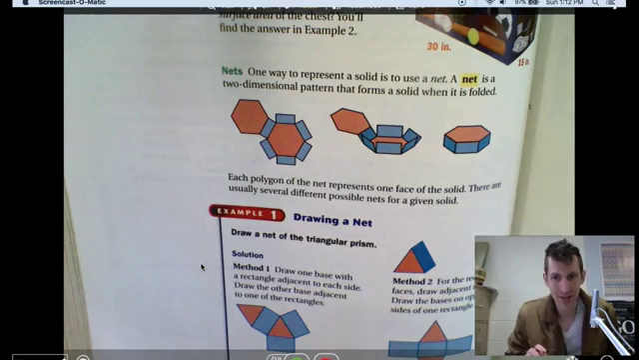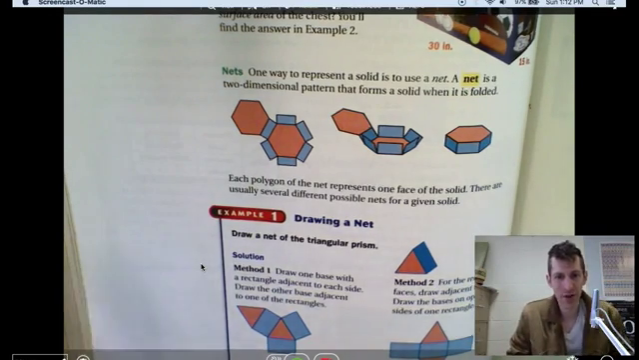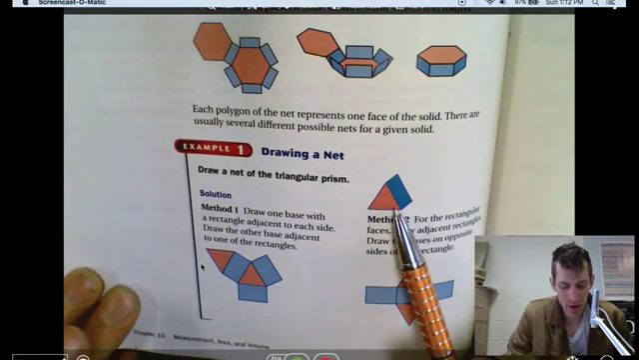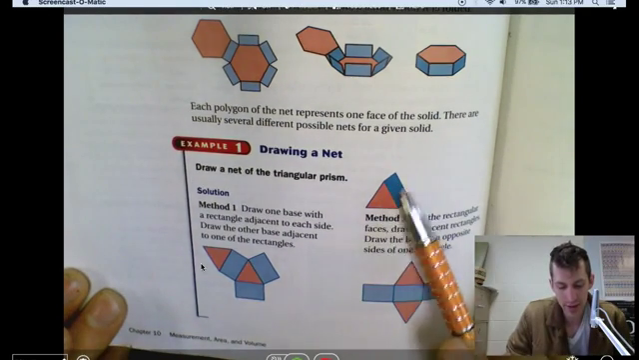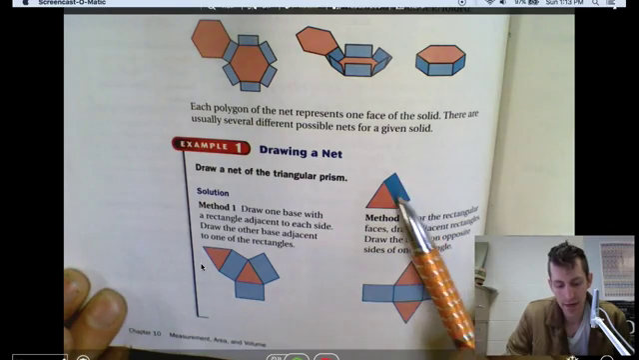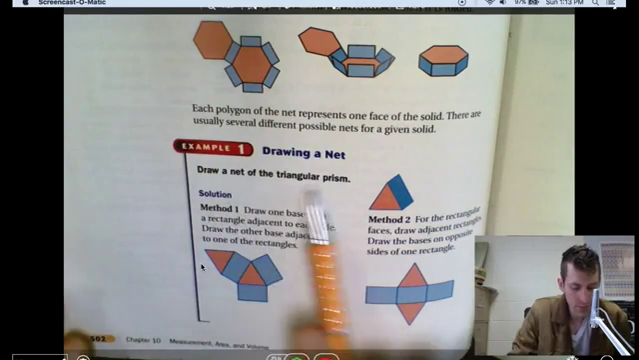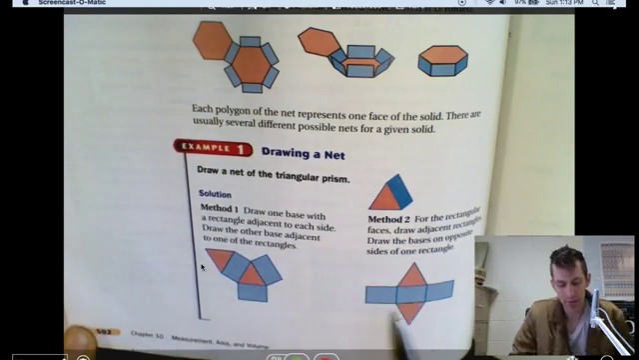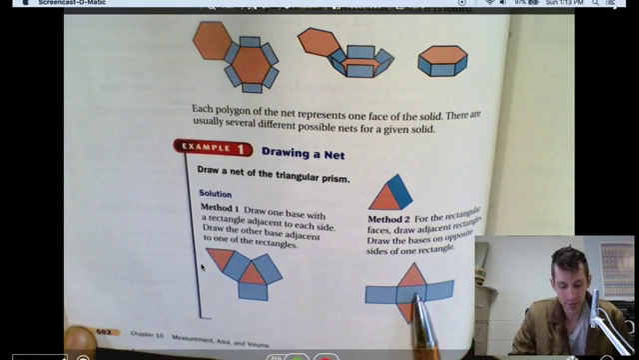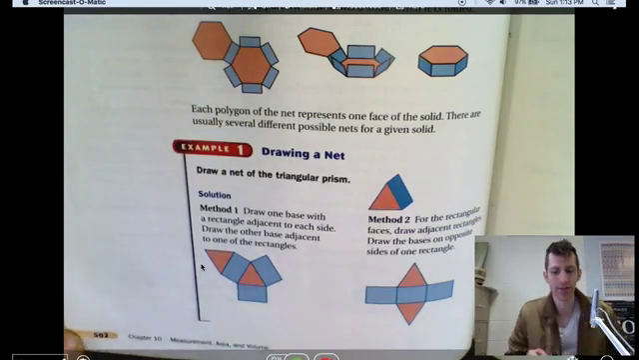You're going to be asked to draw a few nets today, which should be interesting. If I said, hey, can you draw the net of this triangular prism? Remember, a prism has two bases of a certain polygon, and then the faces are rectangles. Draw a net of that. Well, it might take you a few tries, but I bet you could figure it out. You could do it like this, or you could do it like this. Either of those would end up like that.